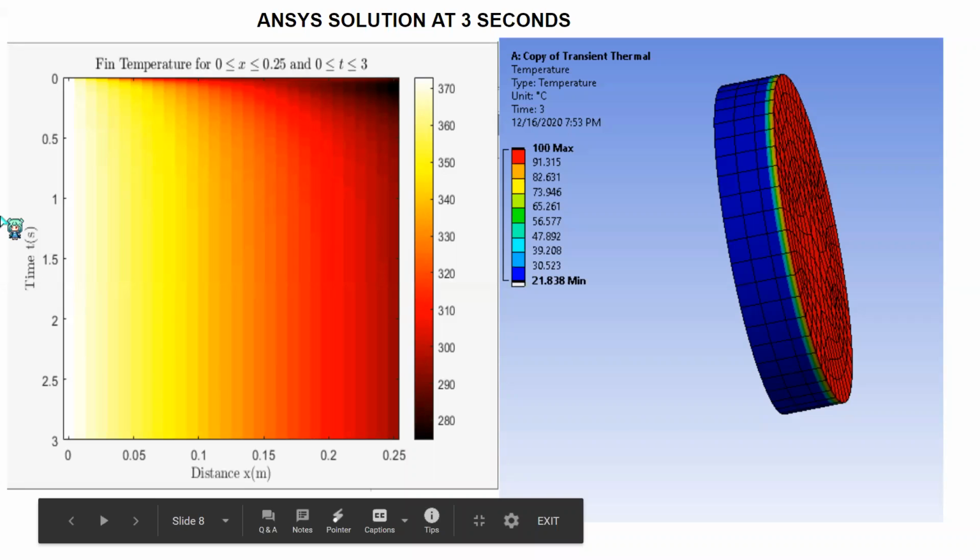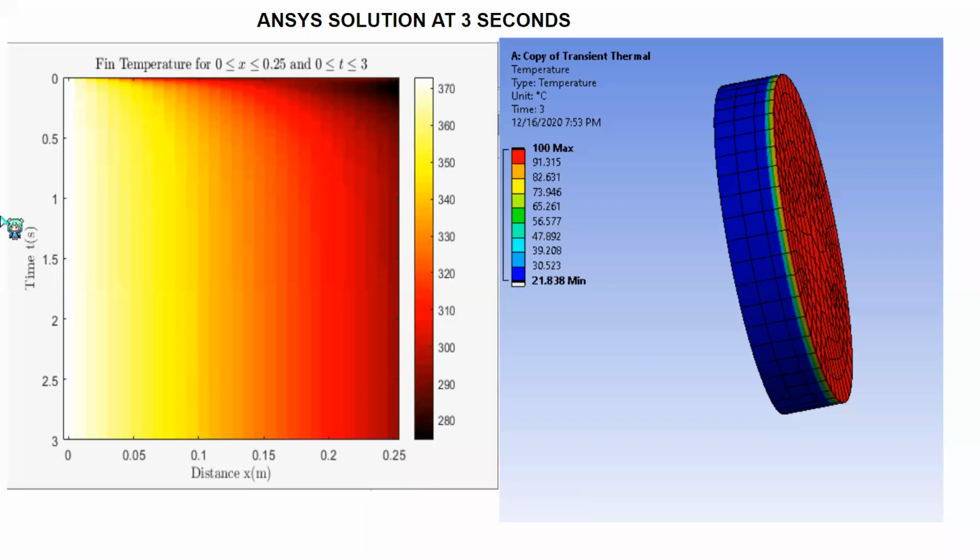So when we compared our results to an ANSYS solution, we found that our code was getting to steady state a lot faster than it should have been. On the right is the ANSYS at 3 seconds, which shows that the temperature has barely got through the fin, whereas on ours, we've already reached steady state at 3 seconds. Next slide.